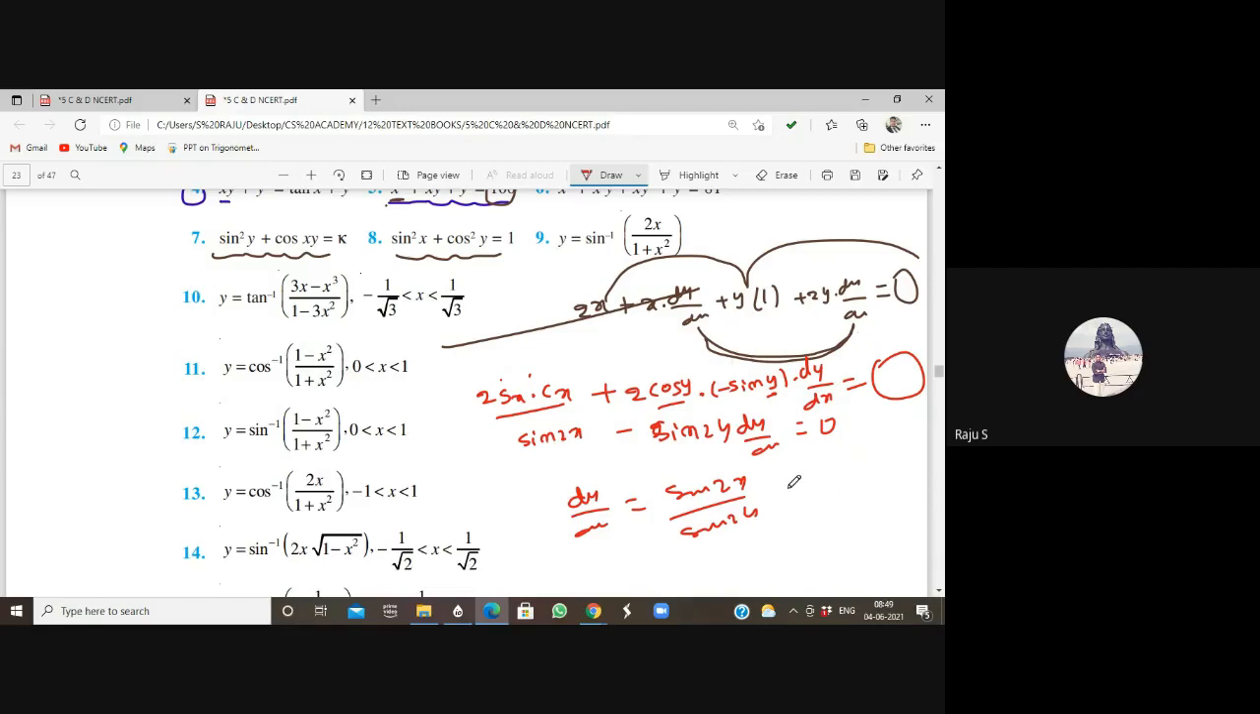they may write it separately also. This can also be written as sine x cos x by sine y cos y. So what is the answer they have given in the book? Both will be right. Either you can write sine 2x by sine 2y or else sine x cos x by sine y cos y.